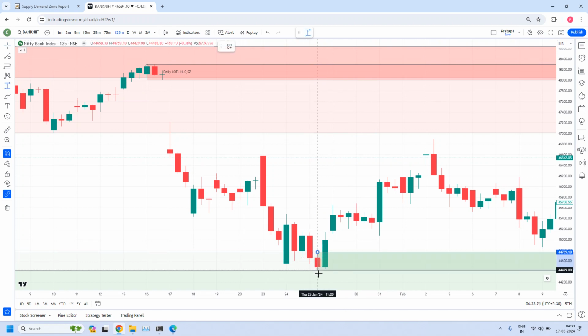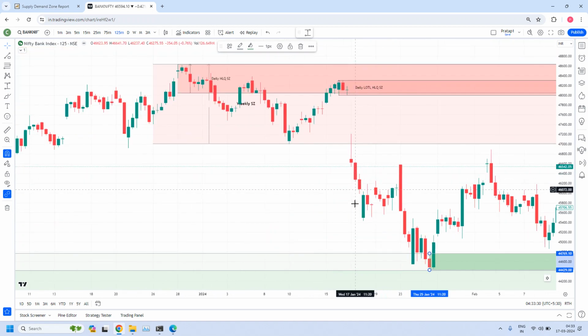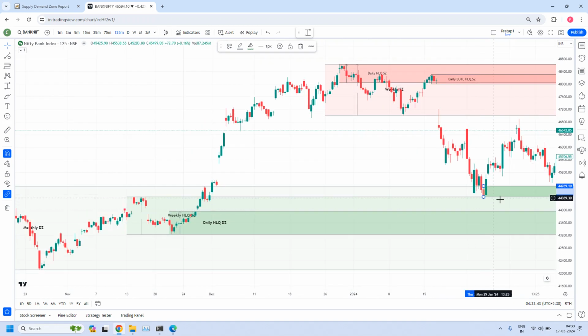Is it? No, I am doubtful. It is not having zone confluence with the daily. But anyway, first let me draw this zone. This is 125 minutes. This is having confluence with the weekly zone. Daily is a little below this. If this 125 minute zone is violated, then only prices will enter into the daily high liquidity zone. See how institutions are keeping the order flows.